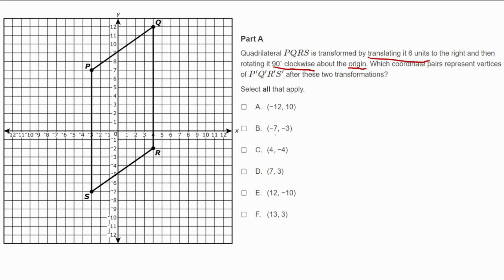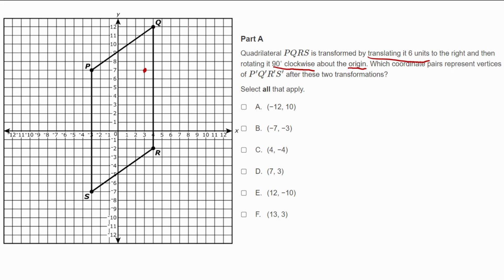What we're going to do is we're going to do both these transformations. So first, let's translate 6 units to the right. So that means if we just take every single one of our points, I'm starting at P, and move it 1, 2, 3, 4, 5, 6 to the right, that gives me our floaty point P. What about Q?